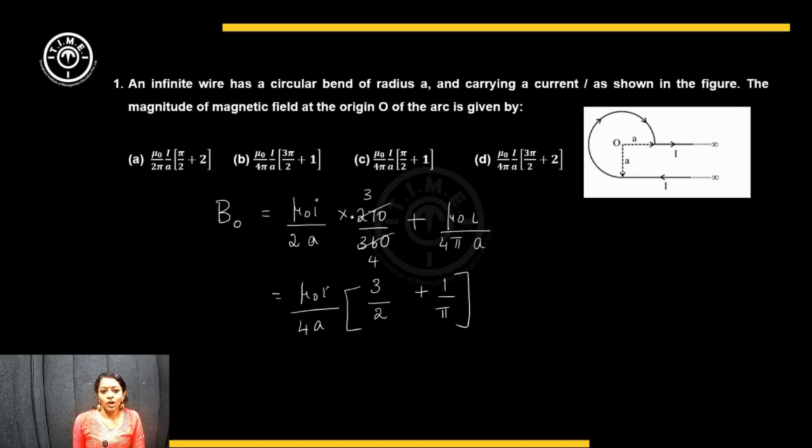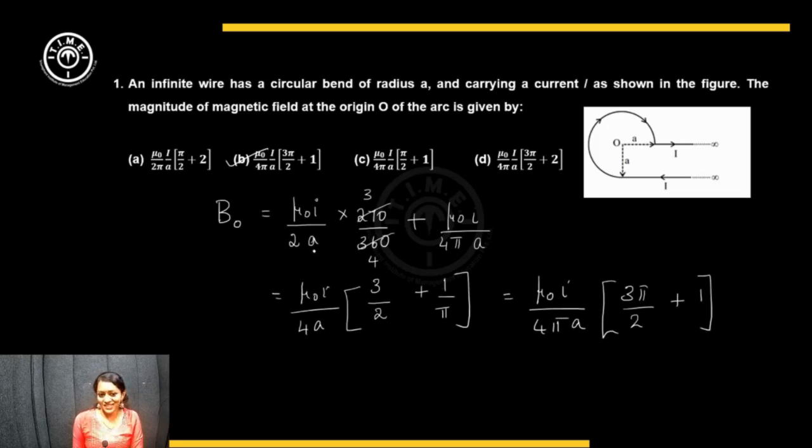Now in all our given options we have pi also common outside. So just take pi also outside the bracket. Mu 0 I by 4 pi a into, yes, 3 by 2 divided by 1 by pi. Yes, you will get 3 pi by 2, isn't it? Plus the second term 1 by pi will become 1. You're taking 1 by pi common out from both the terms, isn't it? So, you are getting the answer for this question as option B, mu 0 I by 4 pi a into 3 pi by 2 plus 1.